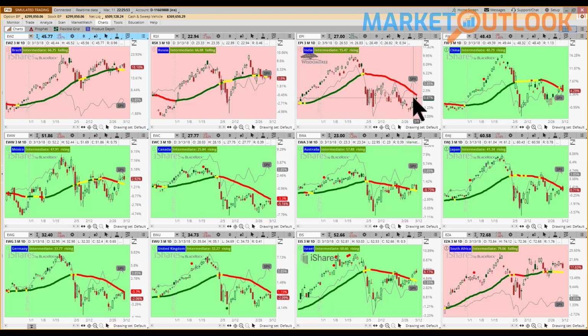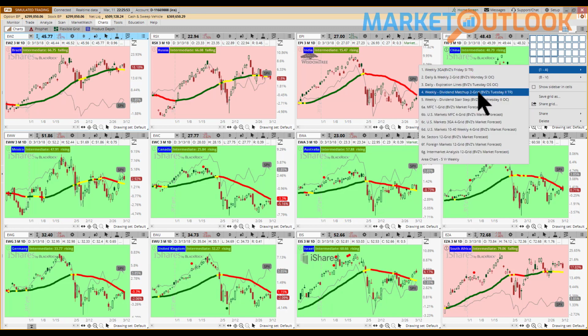So for those of you that are maybe a little bit more bold and looking to take some bearish trades, who knows, maybe India represents an opportunity to take a bearish trade at this point if you do believe that this is going to be seen as resistance going forward.